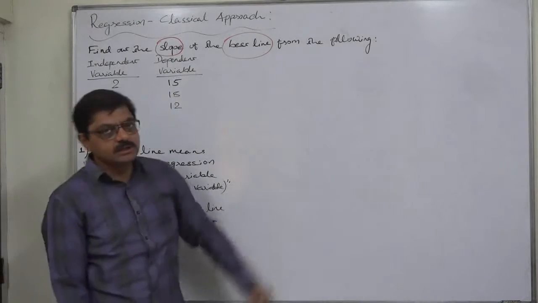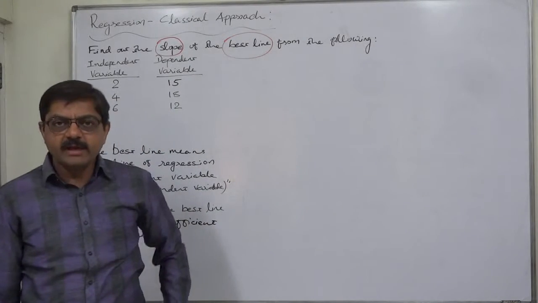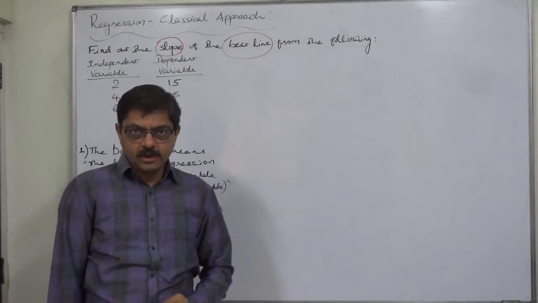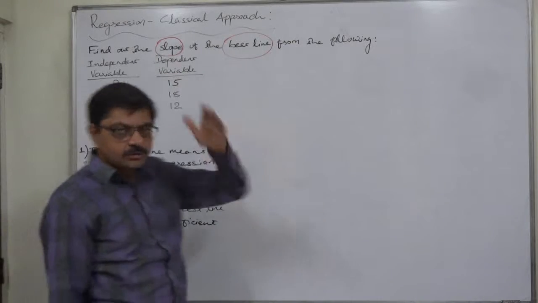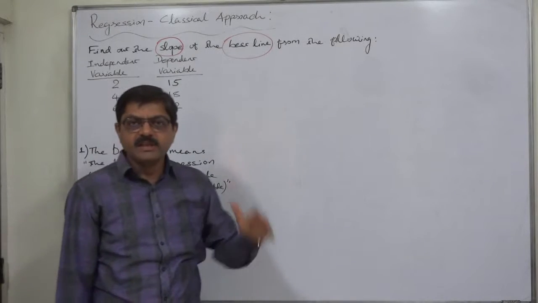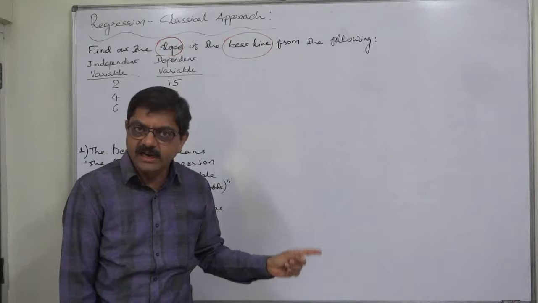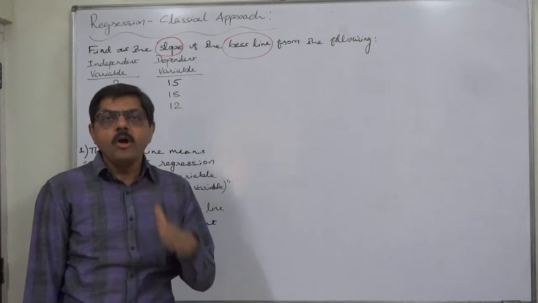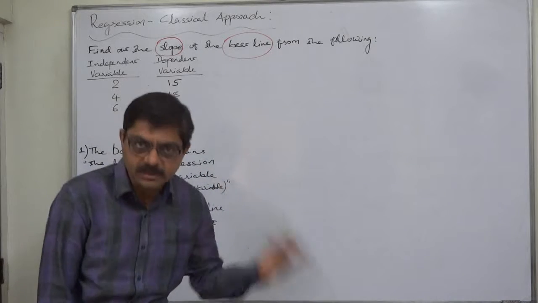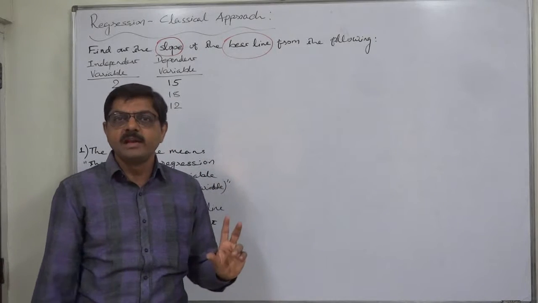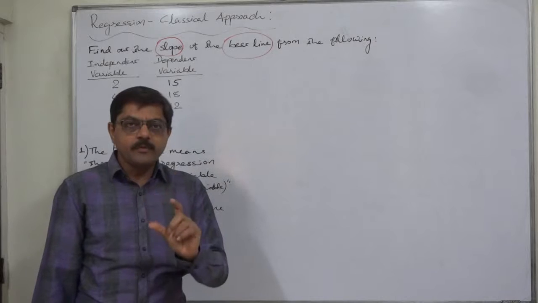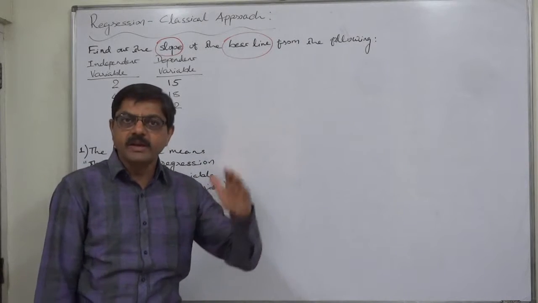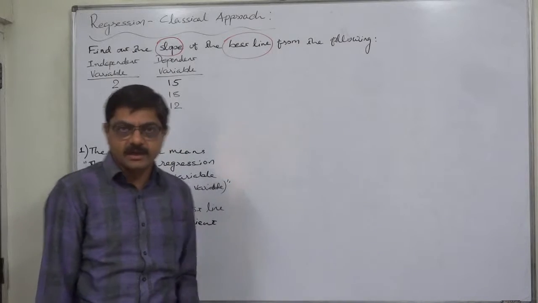Now what do we mean by the slope? We are well aware that where there is a straight line, there is a constant slope. So the term slope refers to that constant slope of the straight line. Which straight line? Baseline. Baseline means line of regression. So we need to find out the slope of the line of regression. What do we mean by that? Slope of the line of regression means the coefficient of regression of that line of regression.